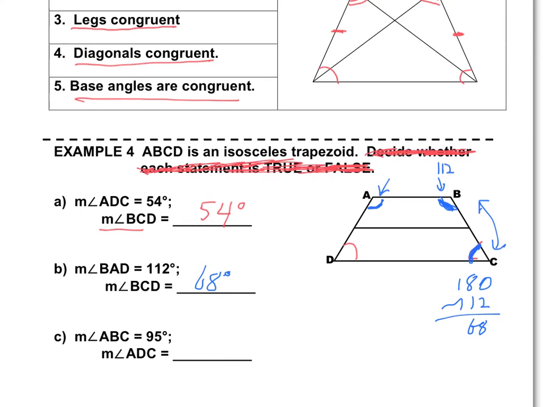Okay, let's see if I can't get rid of some of these here. Maybe not. Maybe. Who knows? Oh, I got rid of too much. Let's try this. 68. All right, one more.